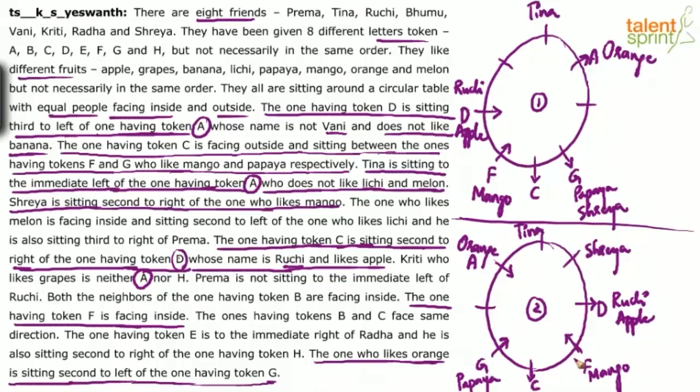Anyway, let's go ahead. Kriti, who likes grapes, is neither A nor H. Kriti likes grapes and is neither A nor H. Now look at it. We know that Kriti and grapes have to be together. See if it is possible to fix it. Start from this position. Kriti and grapes can come here. Kriti can have token C and likes grapes. Grapes cannot come here. Kriti and grapes can come here. Kriti cannot come here. Grapes cannot come here. Kriti and grapes can come. So multiple possibilities are there. We'll use that later. Right?